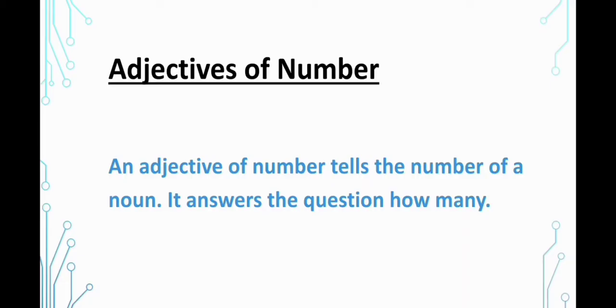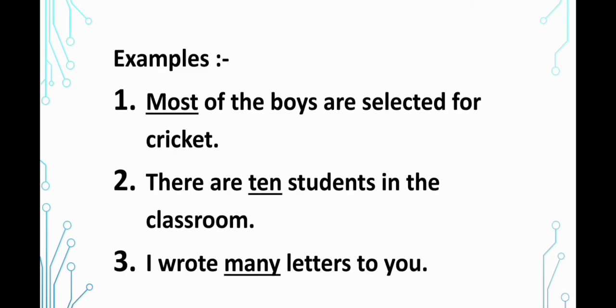Now we will see the third one, that is adjective of number. An adjective of number tells the number of a noun. It answers the question how many. An adjective of number always answers the question how many. Adjectives of number are used to depict either the number of nouns or their positions or places in a certain order. Let's see the given example.